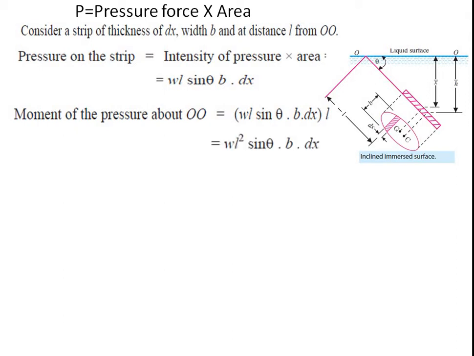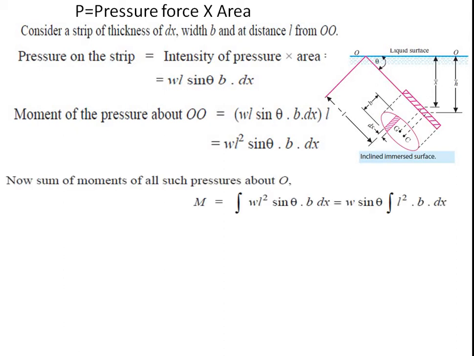So multiplying with L inside, we can write this as W L square sin theta into B into dx. Now this is nothing but the moment of pressure about point O for the strip of thickness dx. Now we wanted to know the moment of pressure about the point O for the whole body. So it can be given as capital M, which is nothing but the integration of the above terminology, W L square sin theta into B into dx.